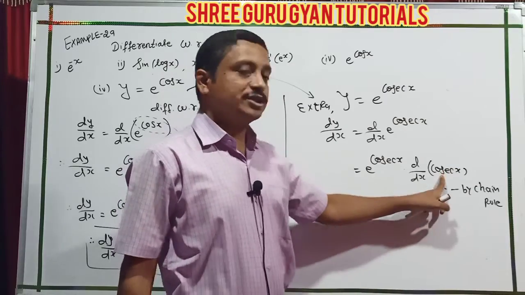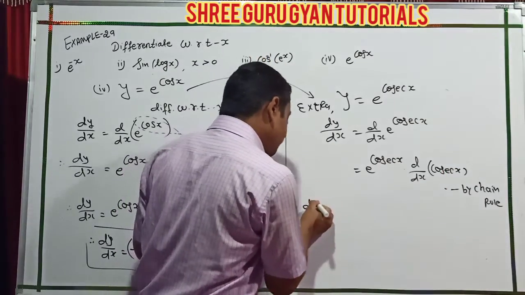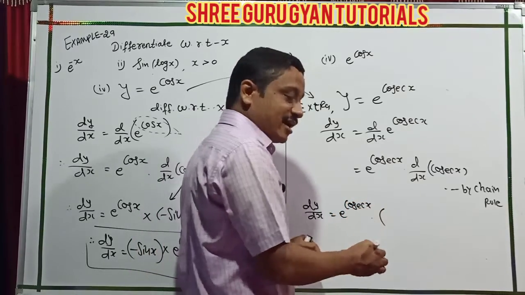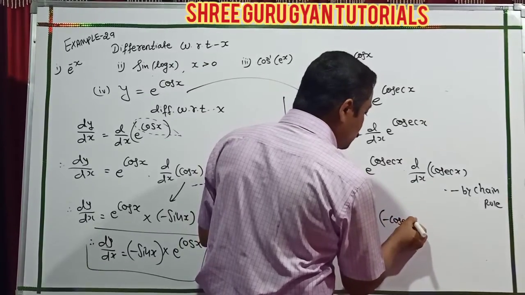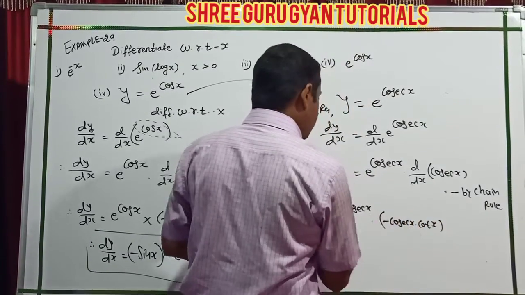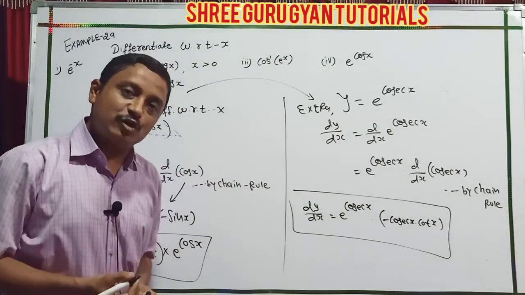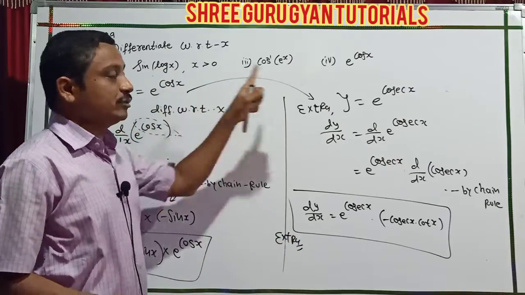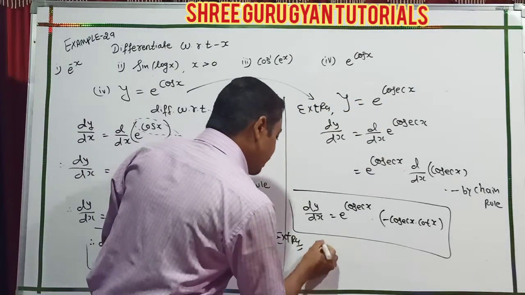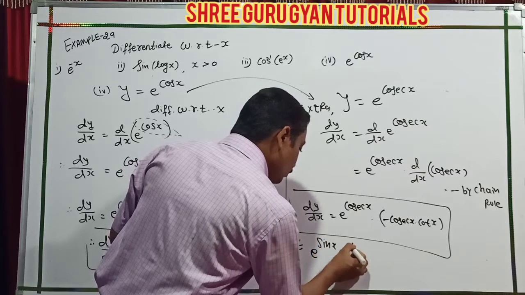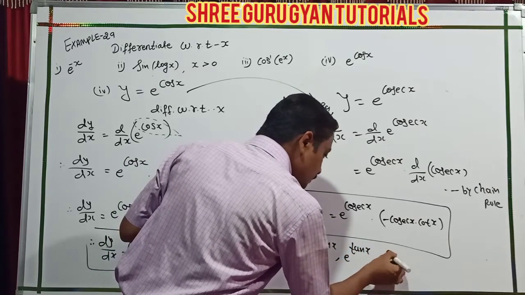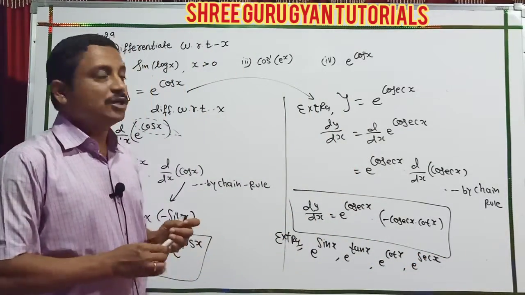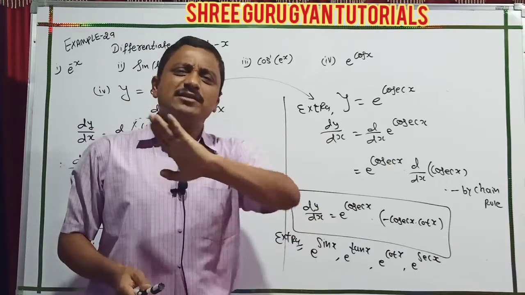And now students, the derivative of cosec x, I hope you know that it is minus cosec x cot x, and here it is done. Students, for more practice you can try another one, cos x, cosec x. Also try e raised to sin x, e raised to tan x, e raised to cot x, and e raised to sec x. Do that level too. Very easy and very simple, students.